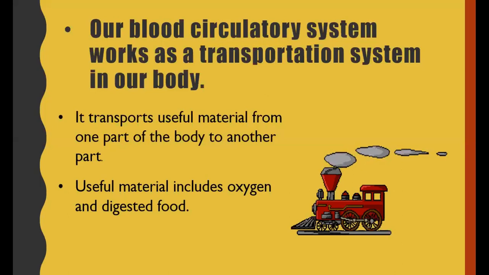But the question is, what are those useful materials which the blood circulatory system can circulate? Those useful materials include oxygen and digested food. We all know that we eat food and it gets digested, but where does it go after digestion? It gets dissolved in our blood, and through the blood circulatory system it goes around our body, and every body part can get the energy from the food.